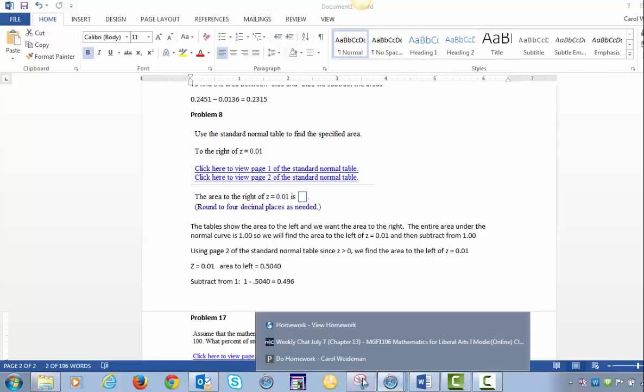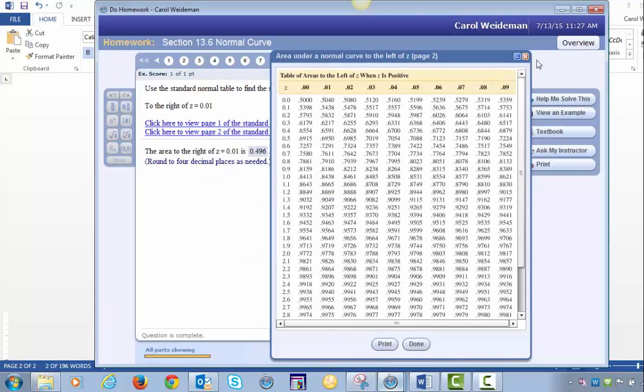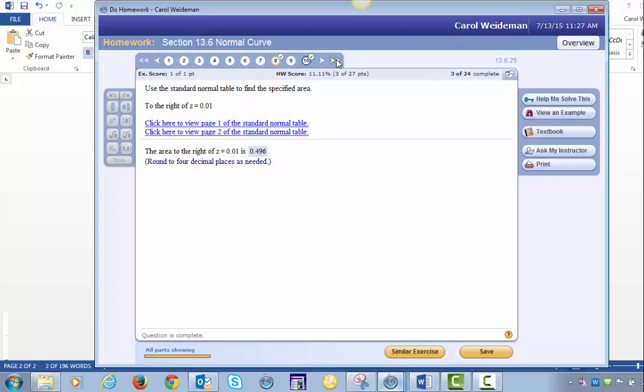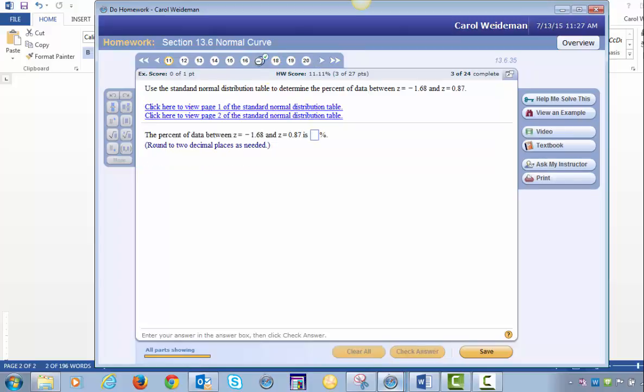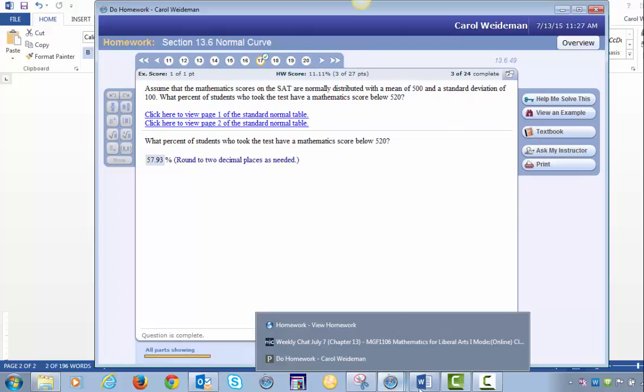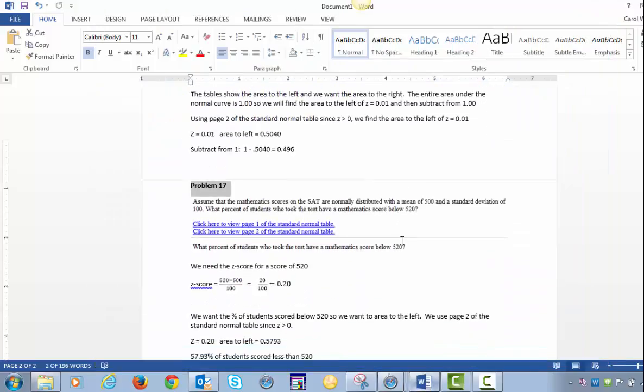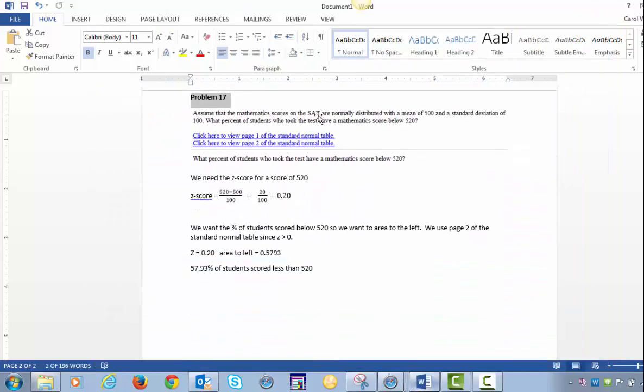Right? And then the last problem I picked, I'm not sure if you know how to do the z-scores or not, but I picked one of the ones where you're actually doing a z-score, and that was this problem here, number 17. Assume the math scores on the SAT are normally distributed with a mean of 500 and a standard deviation of 100. What percent of students who took the test have a math score below 520?